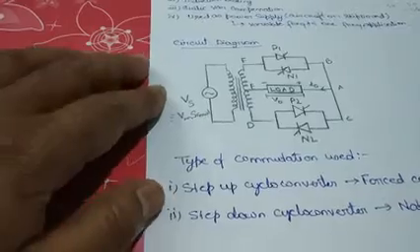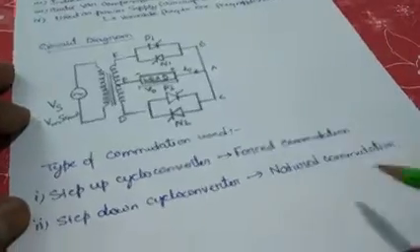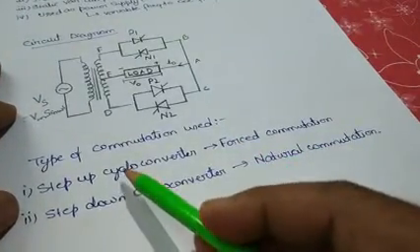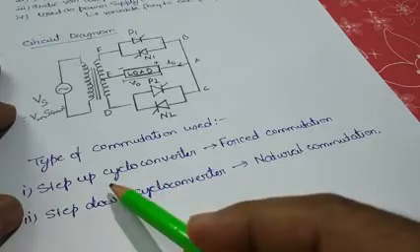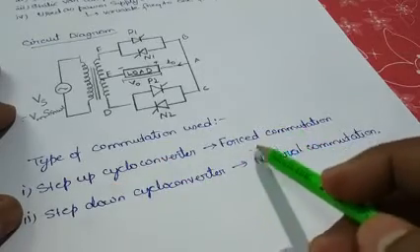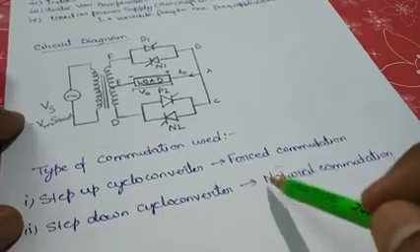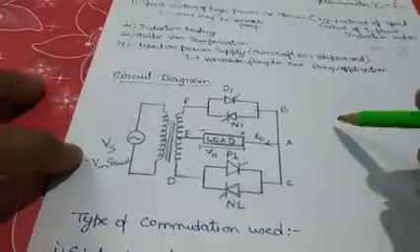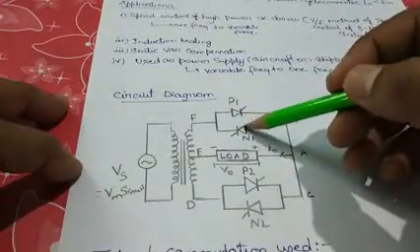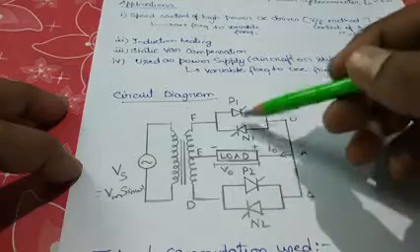cyclo converter. So basically in the step up cyclo converter, which we will first discuss, forced commutations are used. So what do you mean by forced commutations? Forced commutation means these all 4 thyristors are forcibly commutated.